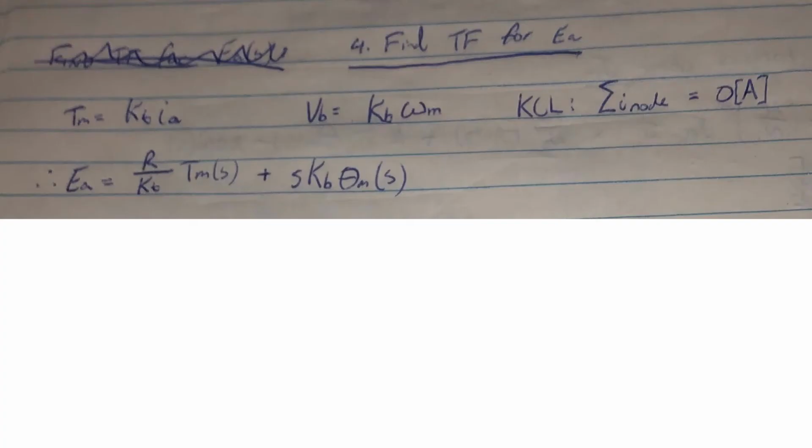Step 4, we just want to find a function of EA with respect to torque and angle. So this derivation here was made in tutorial 4. However, you can see the influence the formulas I've provided have on this equation, as well as KCL stating that current at each node must equal 0.